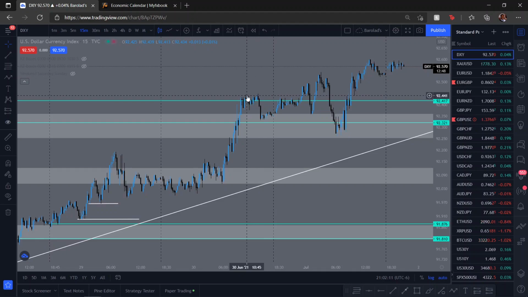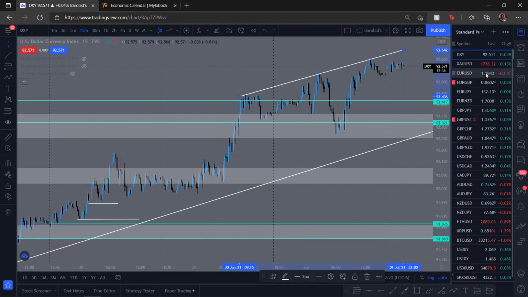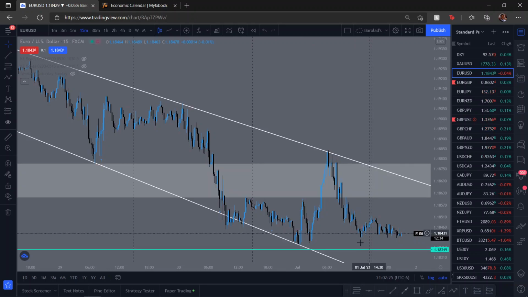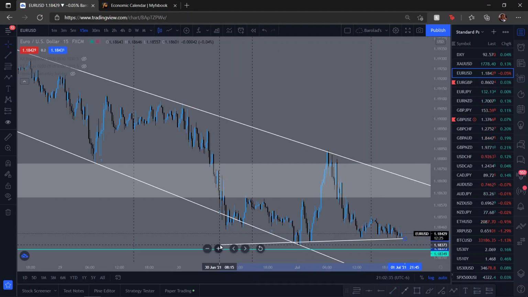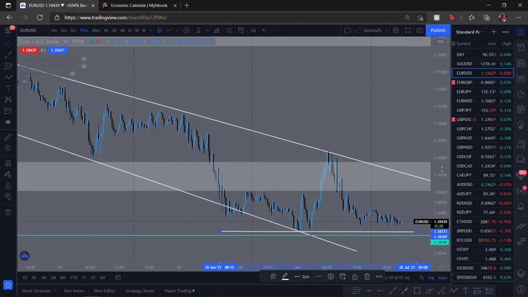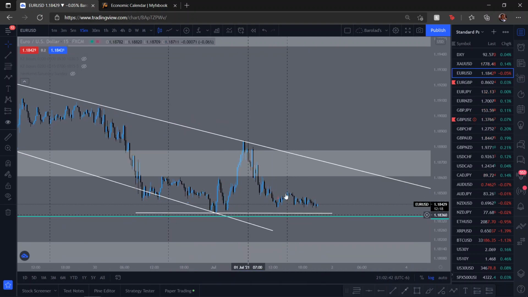So on the 30th of June 11 o'clock, 1st of July 1:30 a.m. and 1st of July 12:45 p.m., we see we're creating higher highs on the DXY. But on the euro dollar, we're not reflecting the higher highs movement of the dollar to create lower lows. Rather, we are having an accumulation in price.